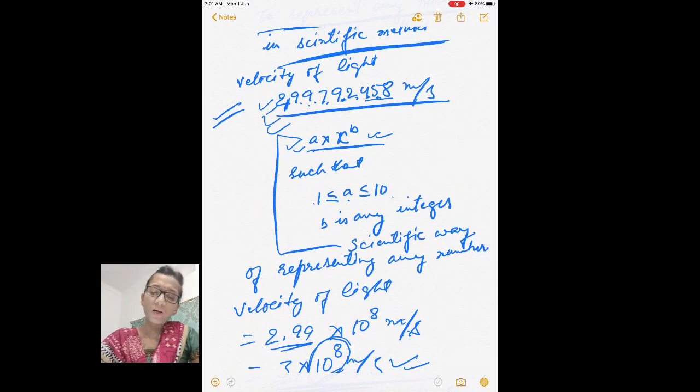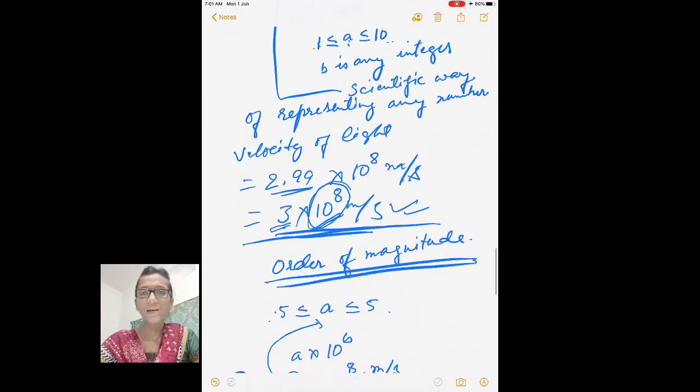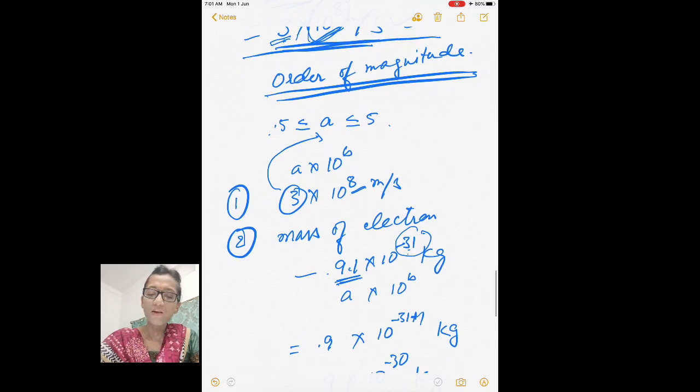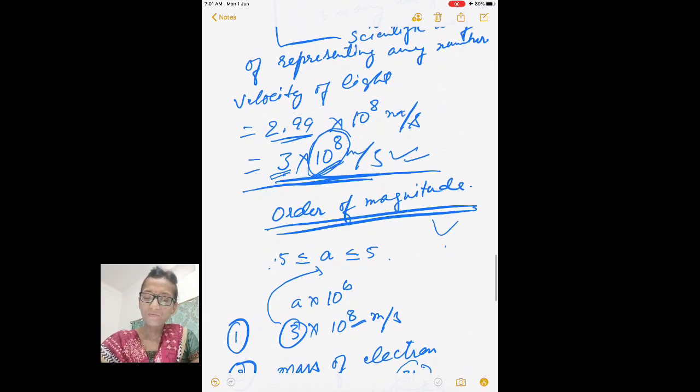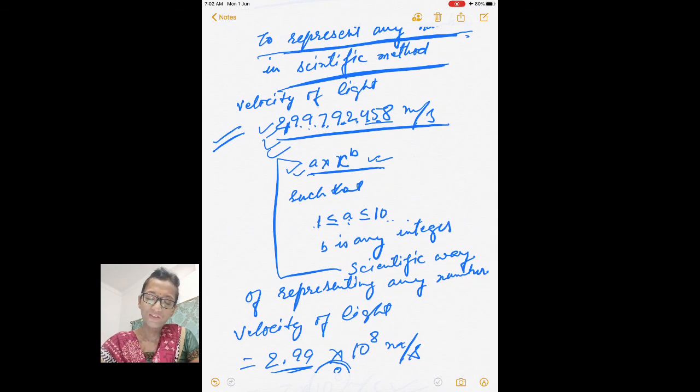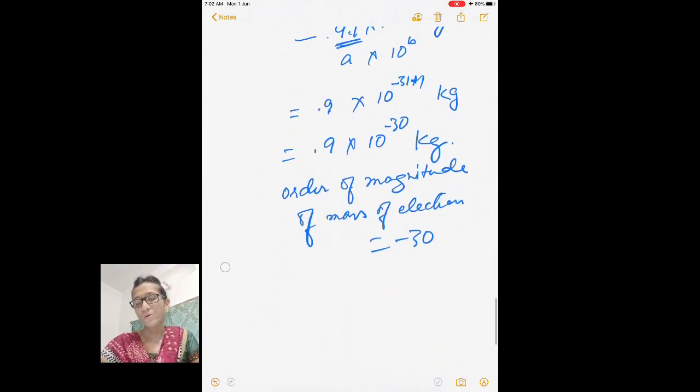So we must remember that for scientific representation of a number, this A should vary from 1 to 10. It is in between 1 and 10: 1 is smaller than or equal to A, and A is smaller than 10. But for finding order of magnitude, A must be in between 0.5 and 5. So there is a slight difference between order of magnitude and scientific representation of any number. Slight difference. So do remember this.